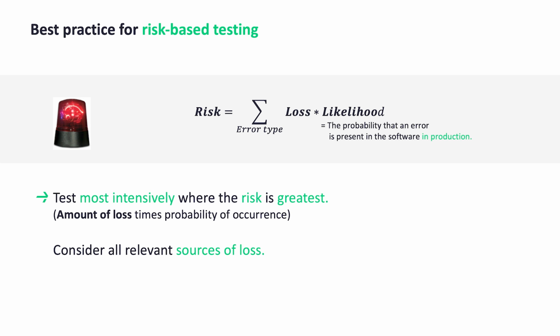As a test manager, this consideration helps to find the right test focus. The risk-based guideline is here: test most intensively where the risk is highest, i.e. the product of the amount of loss times the probability of error. This means focus on the topics where the loss potential is highest, but also test intensively where you suspect that errors occur frequently, i.e.